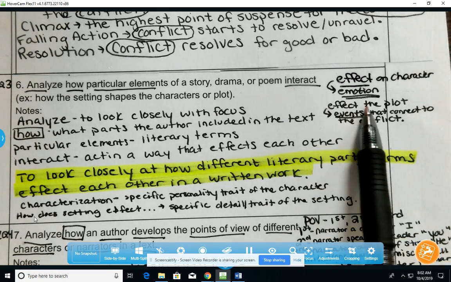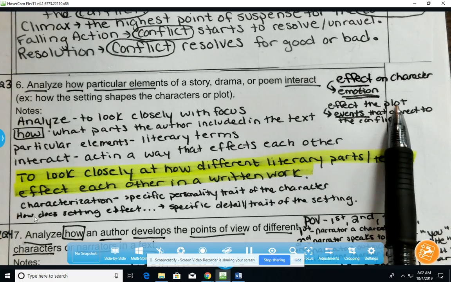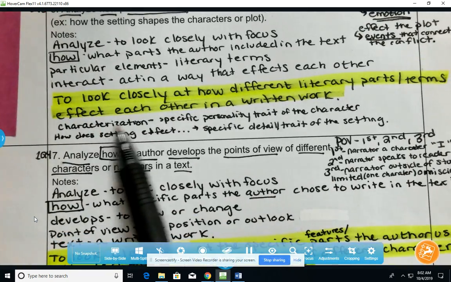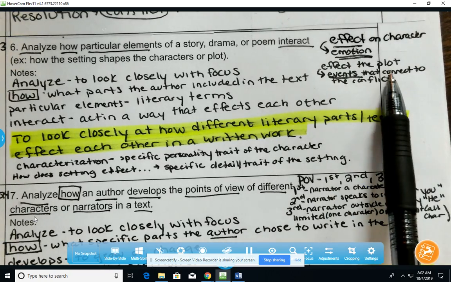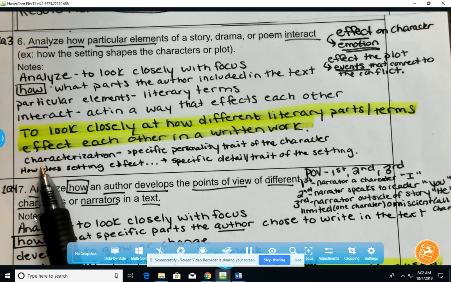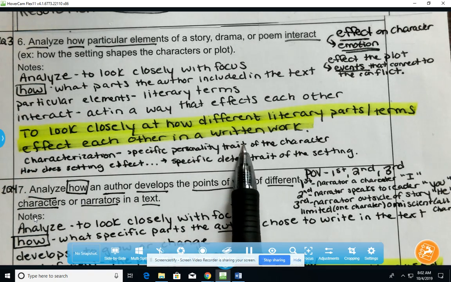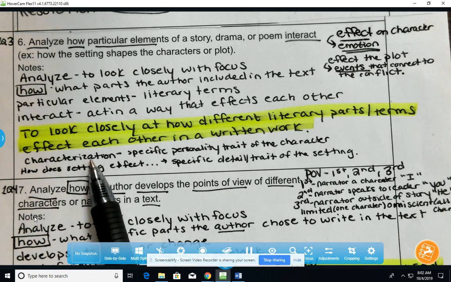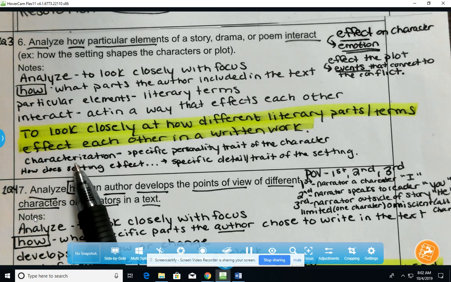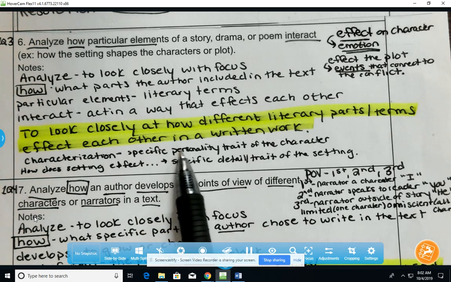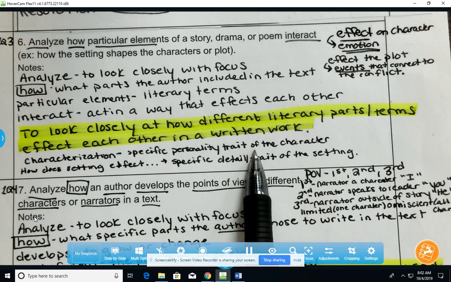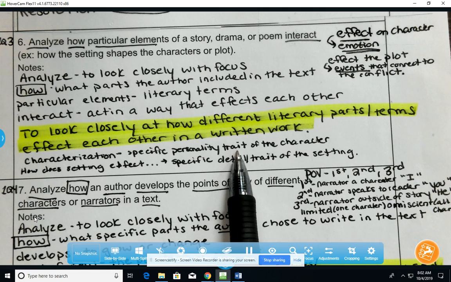If we're looking at the effect on the plot, say how the characterization of a certain character affects the plot, what that means is, well, first, characterization is a specific personality trait. We had this word used in our first quiz of the year on Rogue Wave, and a lot of people misunderstood what characterization means. That means a specific personality trait that the character has.